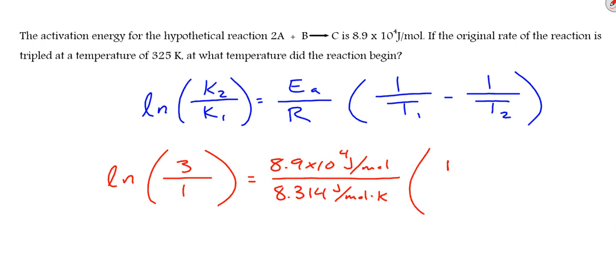And now we need to plug this in appropriately. So if we're looking at this and we want to make sure that we are pairing this up correctly, we know that the second temperature when it was tripled was 325. So we don't know the first temperature. Okay, that's kind of the goal of this.